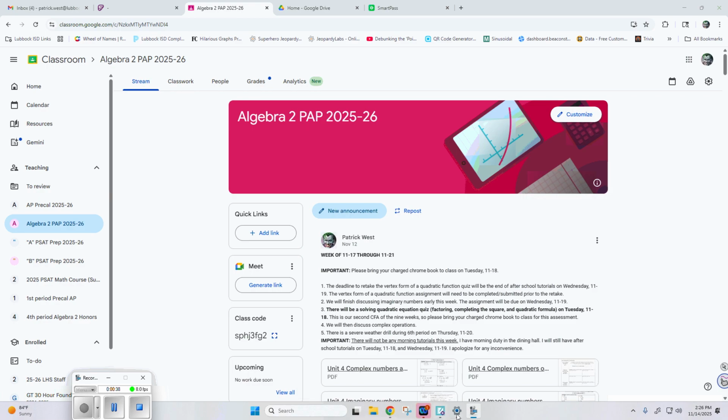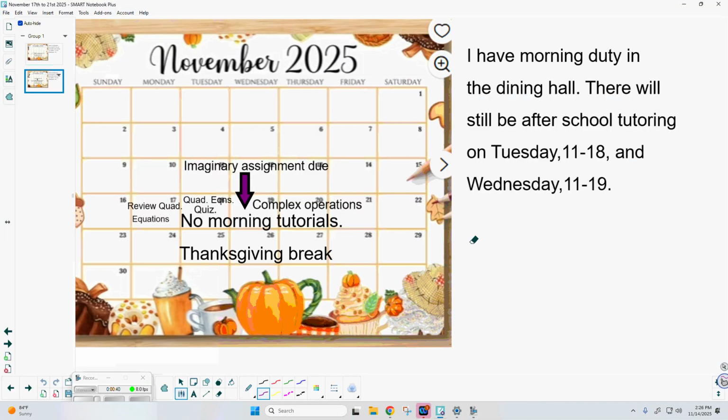Okay, going into next week, let me show this. Remember on Monday, we're going to take most of the period to review quadratic equations and the different methods we have to solve those. On Tuesday, you're going to want to bring your charged Chromebook to class because that next quiz is a CFA. So that's coming up on Tuesday. And then for the rest of the time, we're going to be looking at complex operations. So I'm hoping to have everything wrapped up before the end of next week. That way we go to Thanksgiving break, don't have anything to worry about.